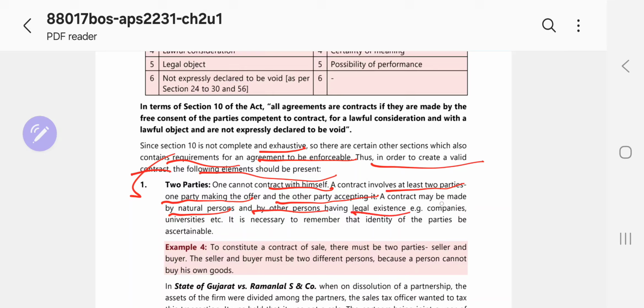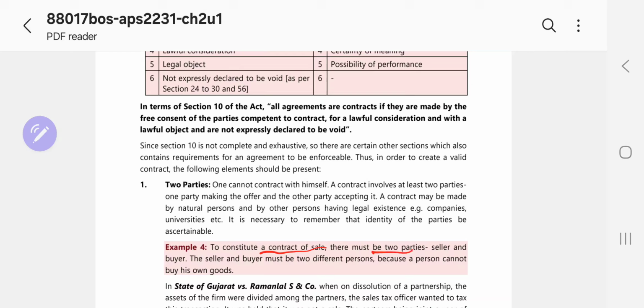For example, the contract may be between companies, universities, individuals. It is necessary to remember that the identity of the parties must be ascertainable. Okay, the identity of parties should be ascertainable in the contract. For example, to constitute a contract of sale, there must be two parties. One must be the seller and the other must be the buyer. A seller and the buyer must be two different parties or persons, because a person cannot buy his own goods.